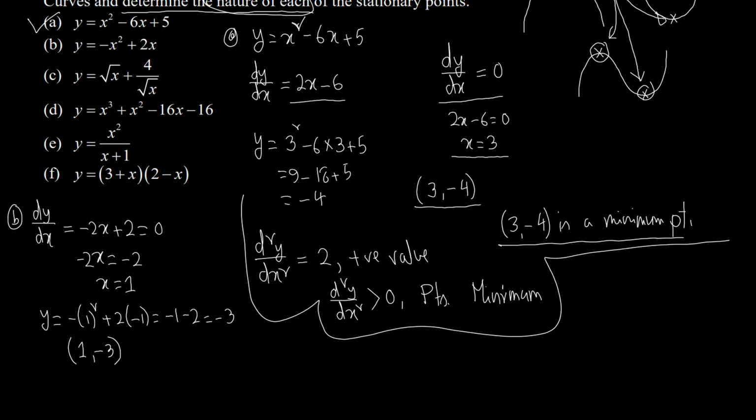Now double differentiation is needed to see whether the point is a maximum or minimum. d squared y by dx squared: this is our first derivative expression, and if we differentiate it we get negative 2. So we need to mention here that it is a negative value, and if the double differentiation gives us a negative value, then we can conclude our answer: the point we got, (1, -3), is a maximum point.